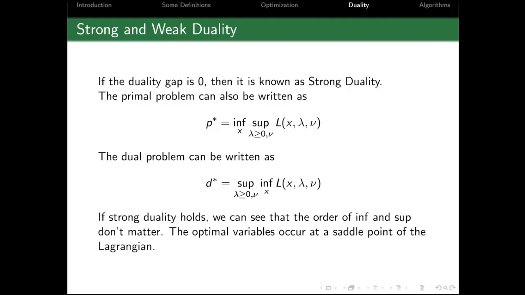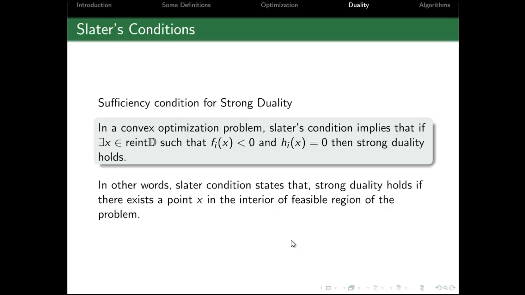When strong duality holds, we know that p star equals d star. So you can see that the order of the infimum and supremum can be interchanged and it's equivalent. This means that at the same point we have a maximum in one direction and a minimum in another direction, so it is a saddle point. So we have one good result here: whenever there is strong duality, optimal variables occur at the saddle point of the Lagrangian. Now let us look at sufficient conditions for strong duality.